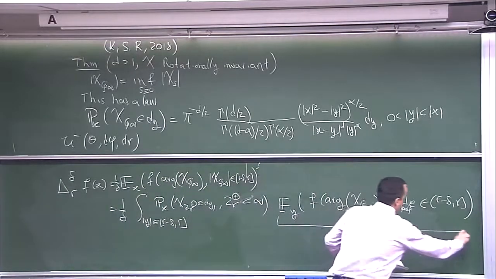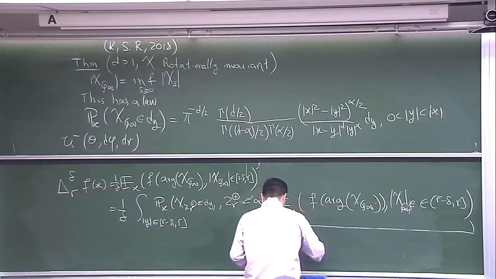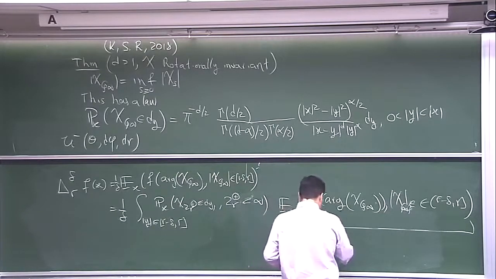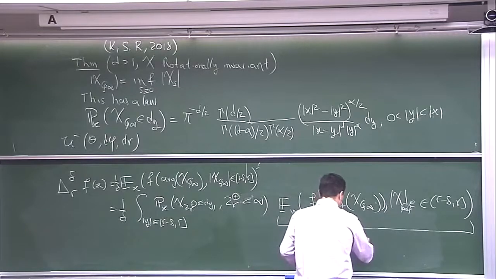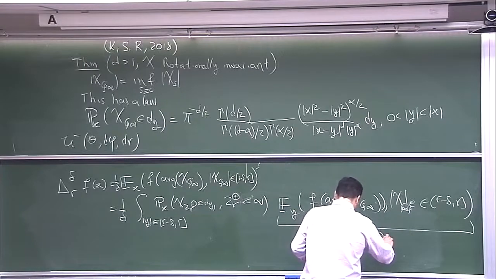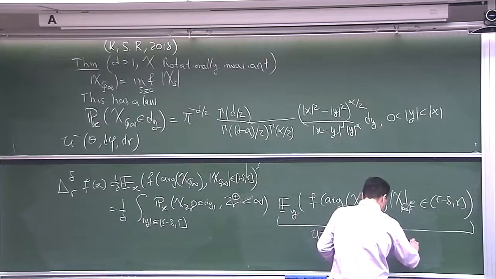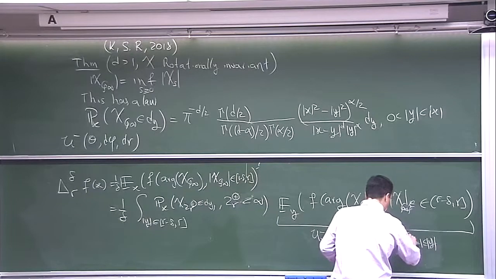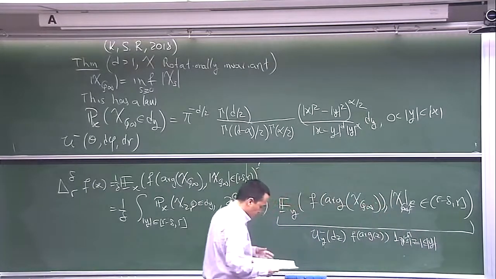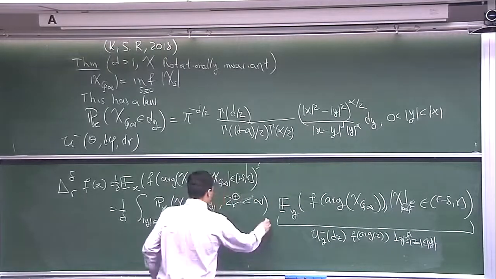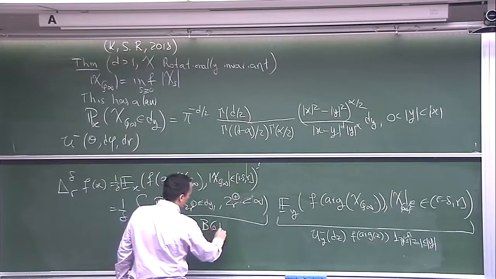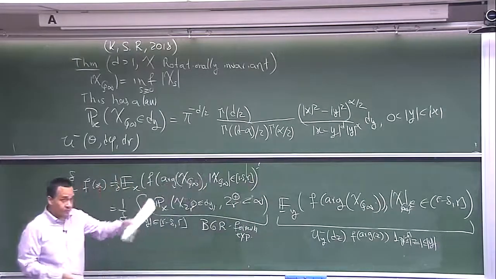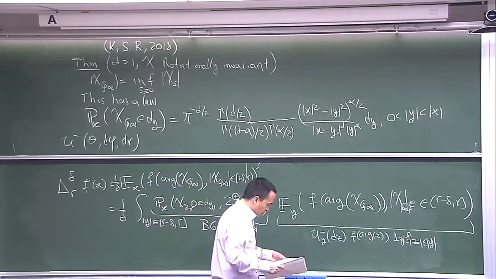This one here is the expectation, starting from y, of f of the argument of Z, then indicator that the norm of Z is in between the norm of y and r minus delta. Okay. And this is known by the Blumenthal-Getoor-Ray formula explicitly. It's that formula that I have on the right. I will not write it again because I don't have enough space. Okay.